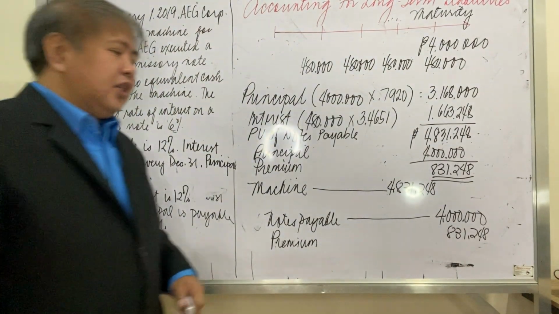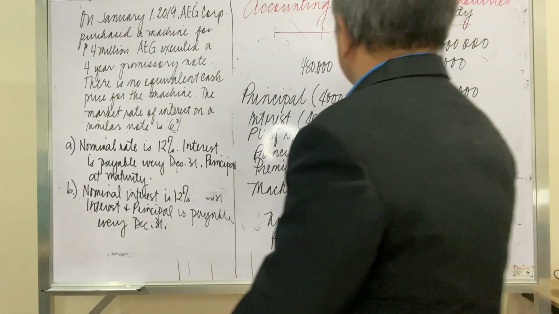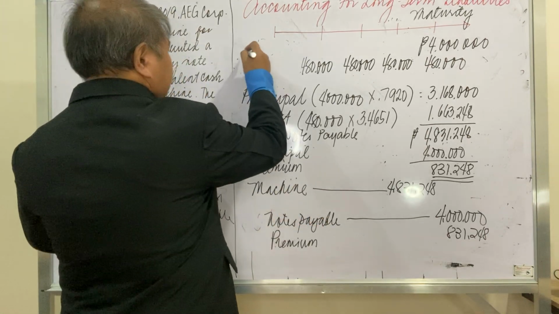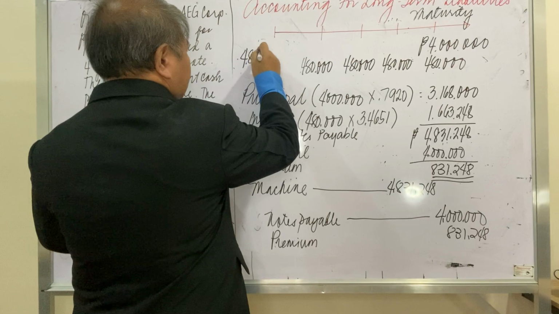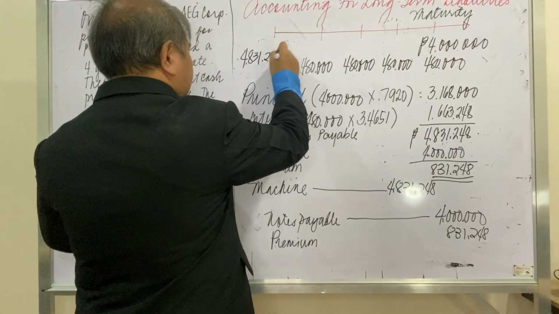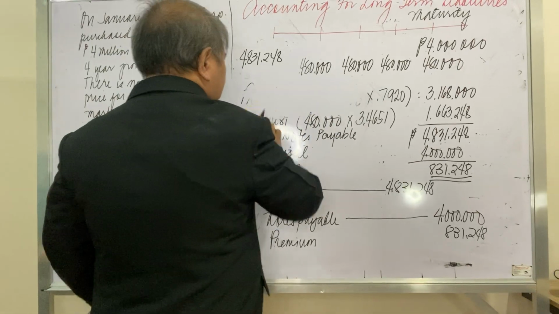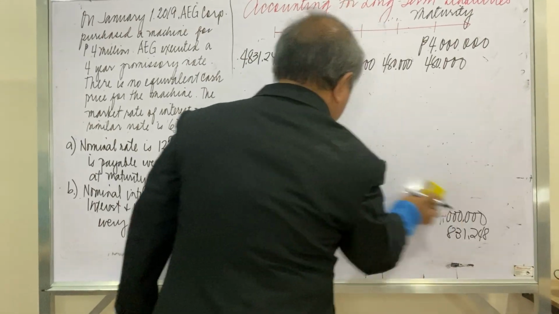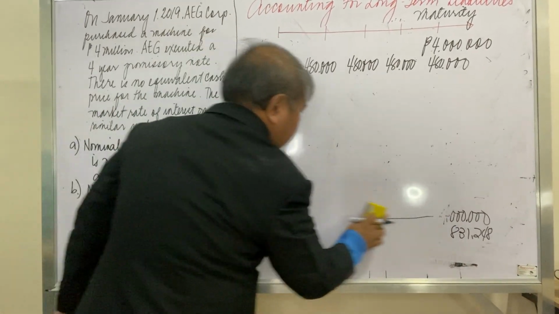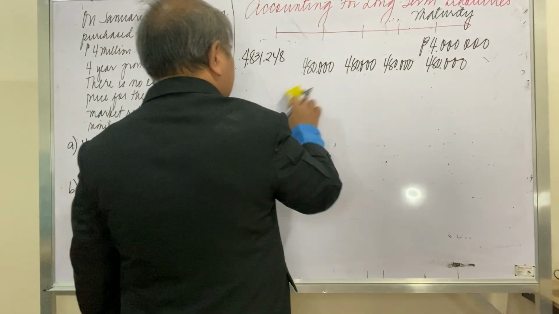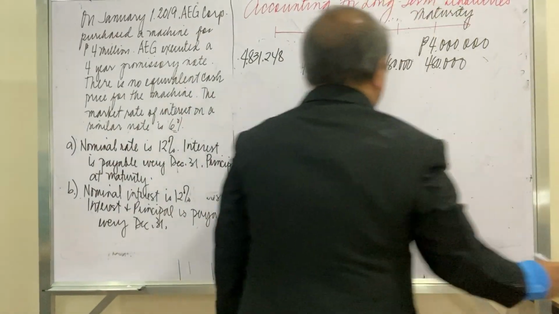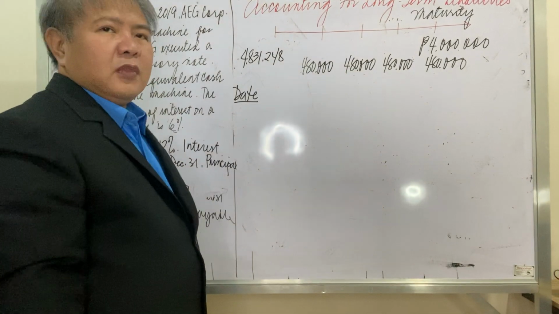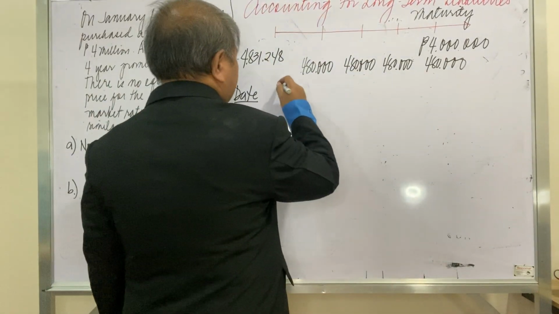Now let us do the amortization table. The present value is 4,831,248. Let's now do the amortization table. So you have here the date, and then you have here the interest.